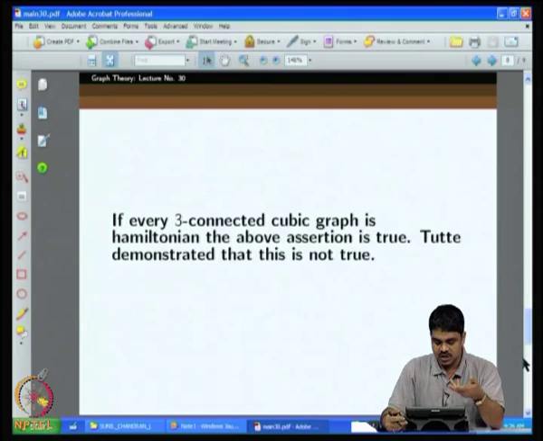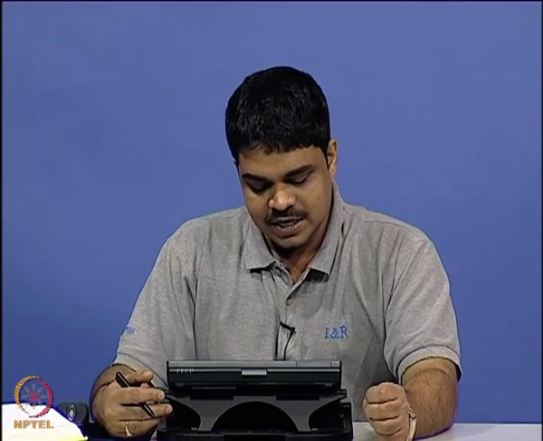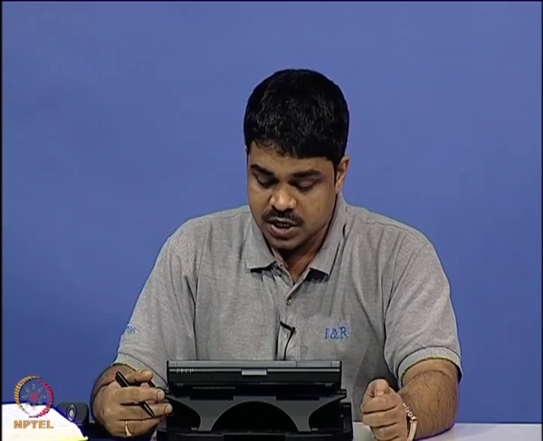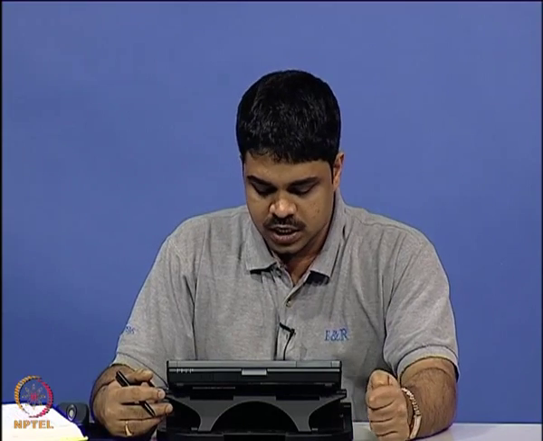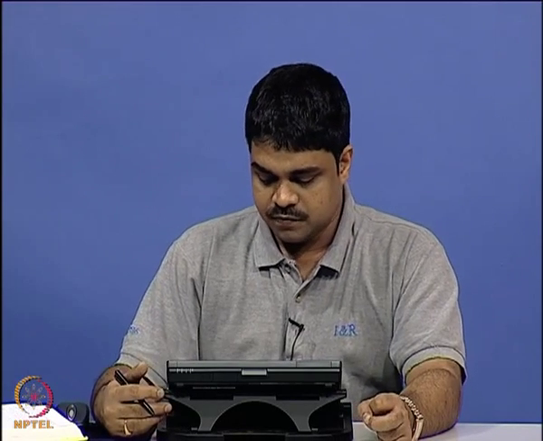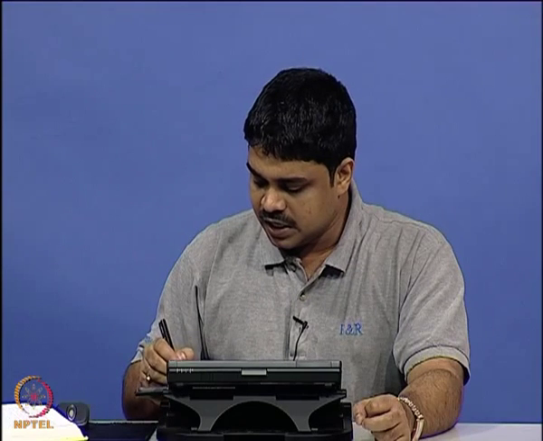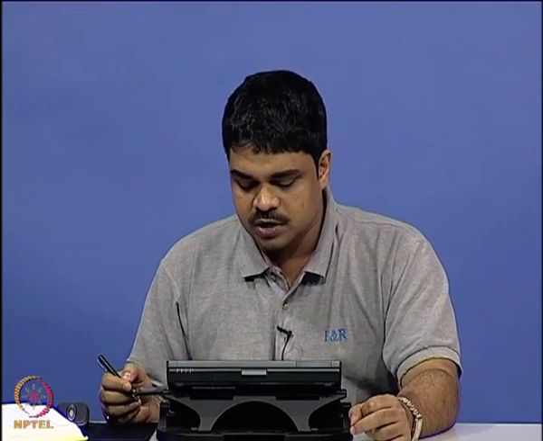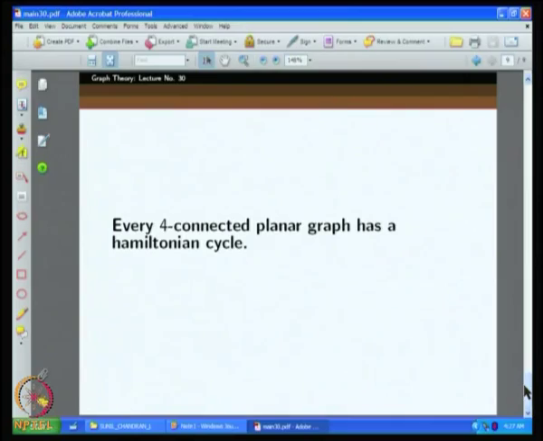If every 3 connected cubic graph is Hamiltonian, then immediately it will be 3 edge colorable properly, and that will mean the 4 color conjecture. But unfortunately, that statement is not correct. Every 3 connected cubic graph is not Hamiltonian. Tutte came up with a counter example. Later, after some time, there were several more examples for this. But what finally Tutte could prove was that every 4 connected planar graph has a Hamiltonian cycle.